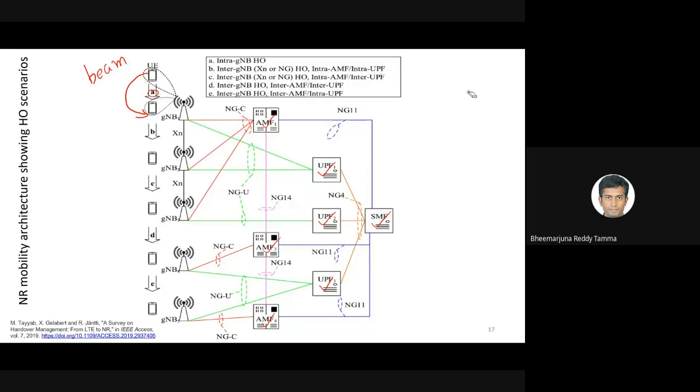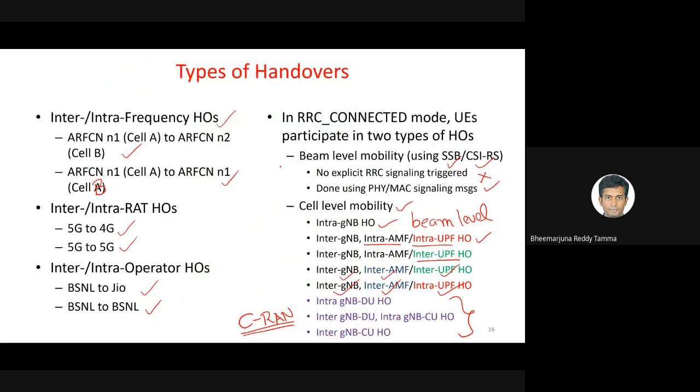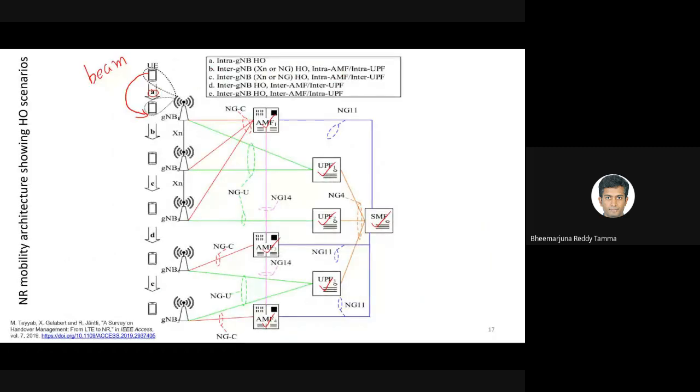So is it a handover? The base station is using a different beam, using different antenna elements, to serve the same user. This is what I meant by beam level mobility. No explicit RRC messages, only the physical layer and MAC layer take care of all the signaling to switch from one beam to the other beam to serve the users. You are still connected to the same base station. So that is the intra gNodeB handover.